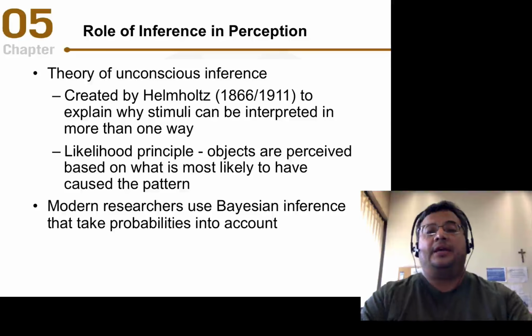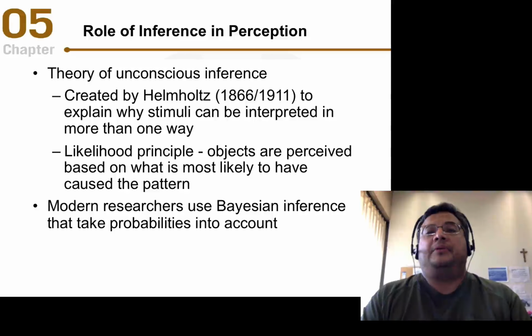So we're looking at the context of how this object is appearing within a scene, and we are unconsciously inferring what is the most likely thing that this object is going to be based on its context, right?